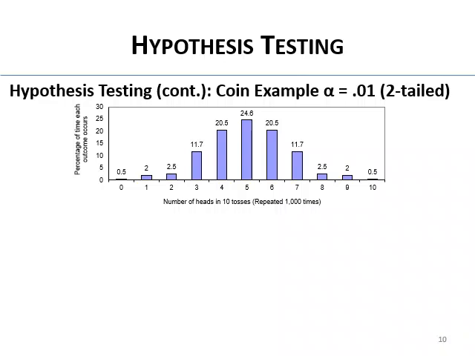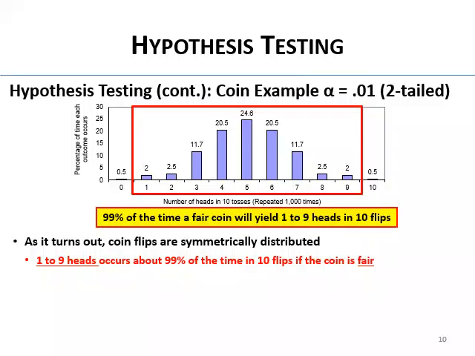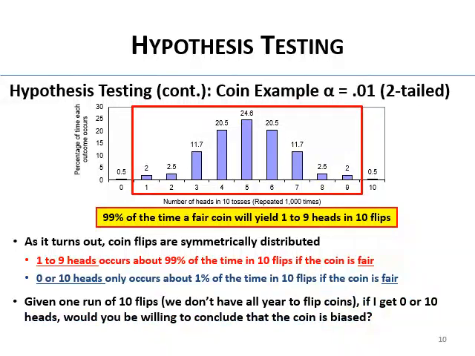So it's very rare. So as it turns out, coin flips are symmetrically distributed. And 1 to 9 heads, that's about 99% of the time. That's what you would expect if the coin is fair, that out of 10 flips, you get 1 to 9 heads. Boom. So 99% of the time, a fair coin will yield 1 to 9 heads in 10 flips. 0 or 10, those ones that aren't in the little red box there, would only occur about 1% of the time together. 0.5, you'd get 0. 0.5, you would get 10 out of 10 flips. And so it's really, really rare.